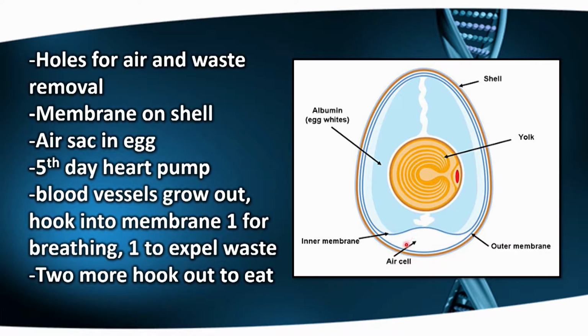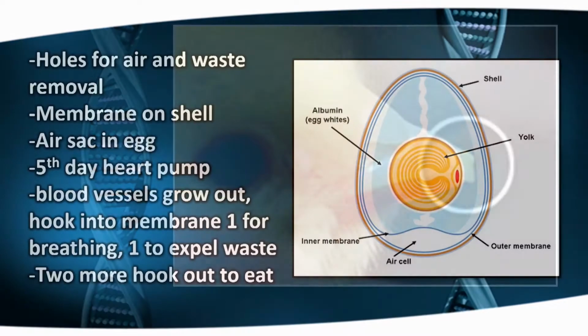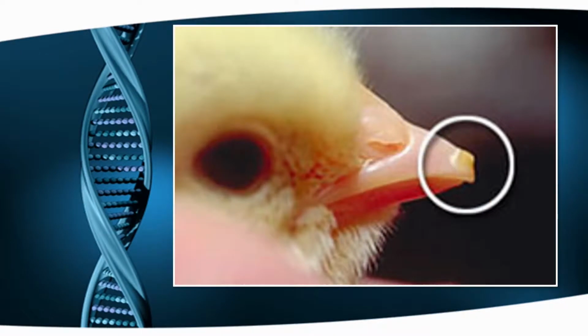On day number 5, the heart begins to pump, and blood vessels grow out and hook onto the membrane, one for breathing, another one to expel waste. Then 2 more hook out to eat. And then at that time, it only has a few days to survive, but God has given it something called an egg tooth. At day 19, it pokes a hole into the air sac down here, and then it only has 6 hours to breathe. The blood vessels detach, and the bird is out on day 21.